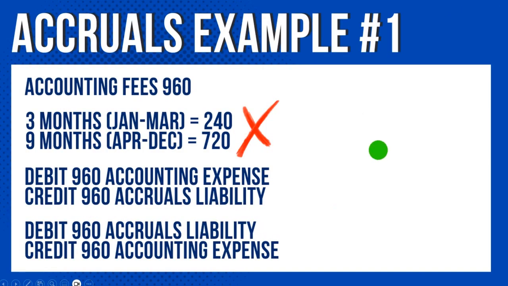We've got one example here, and that's accounting fees. So let's say for the year 31st of December 2026, the accounting costs for the year were 960, and these were billed, say, in March 2027. So they're billed after the year end, but relate to the year. So 31st of December 2026, but billed in 2027.